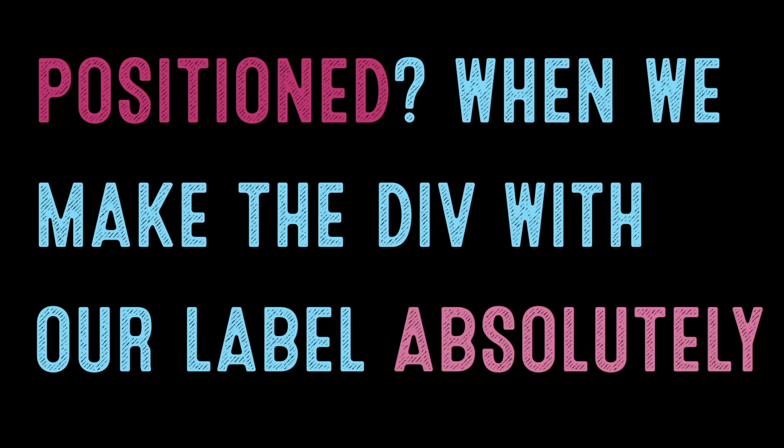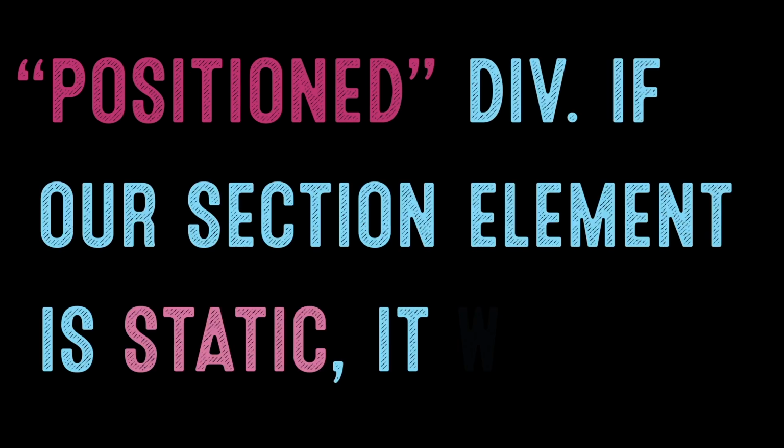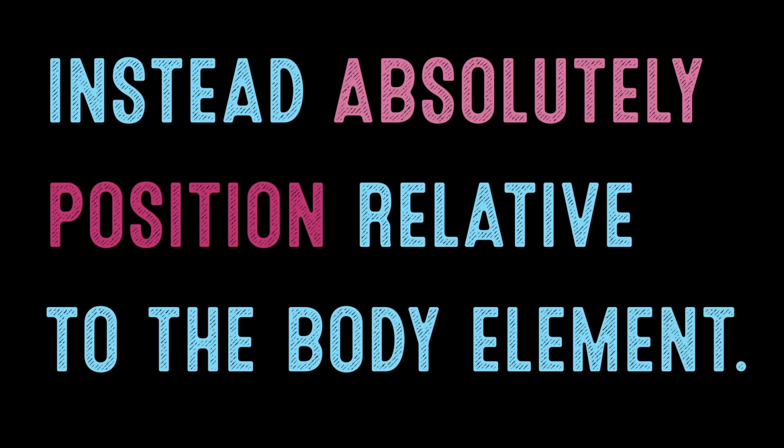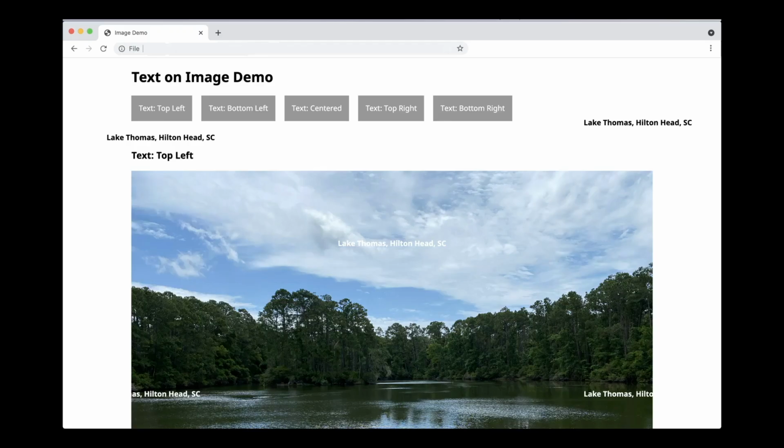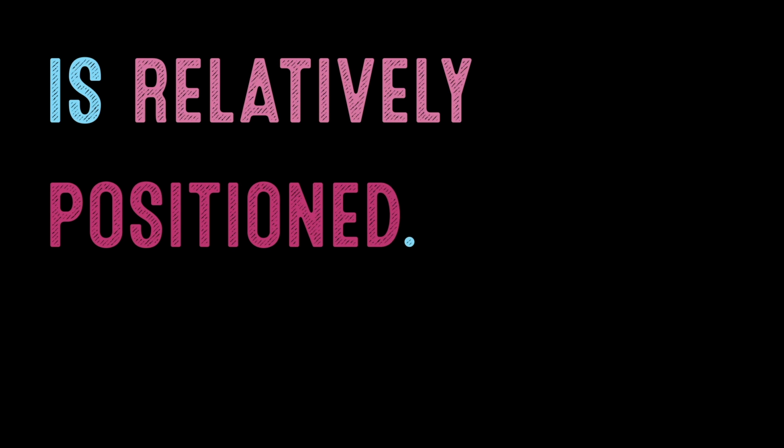When we make the div with our label absolutely positioned, it will do this in relation to the nearest positioned div. If our section element is static, it will instead absolutely position relative to the body element. You can see the result of this in this image. So remember, when using this method, you need to make sure your containing or parent element is relatively positioned.